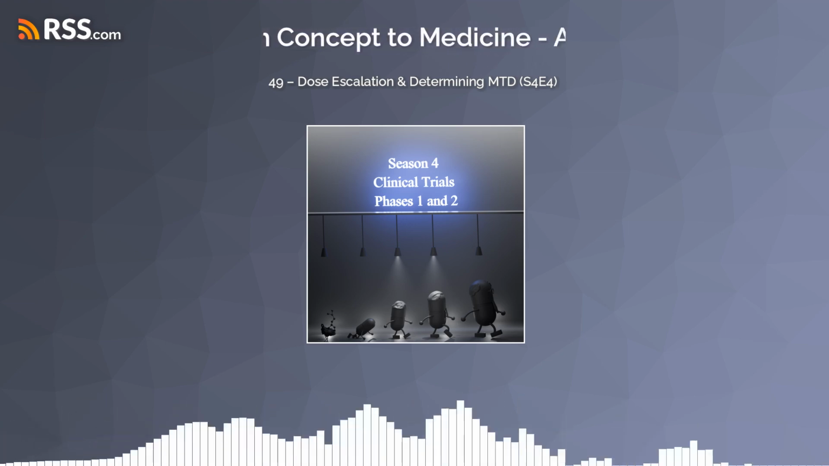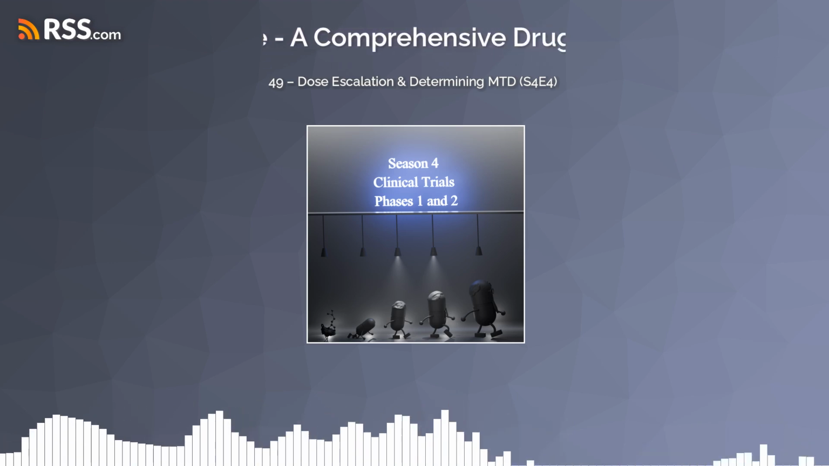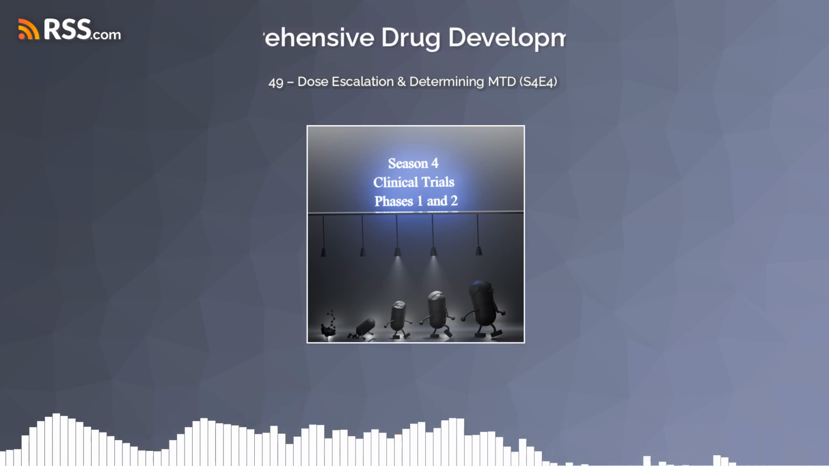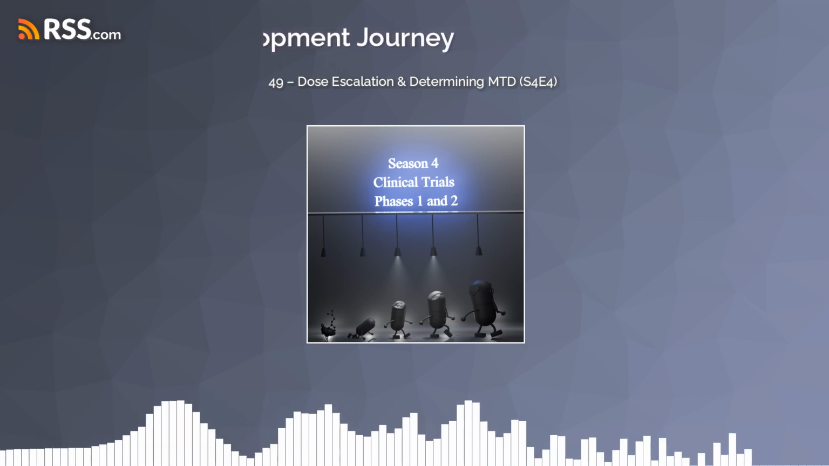Well said. Well, let's shift gears a bit and talk about some of the success stories that have come out of these dose escalation studies. You mentioned imatinib earlier, which has been such a game changer for CML treatment. Could you tell us a little more about its development?